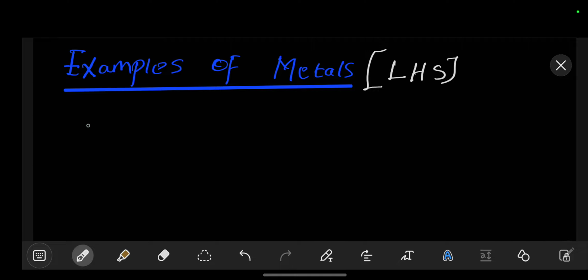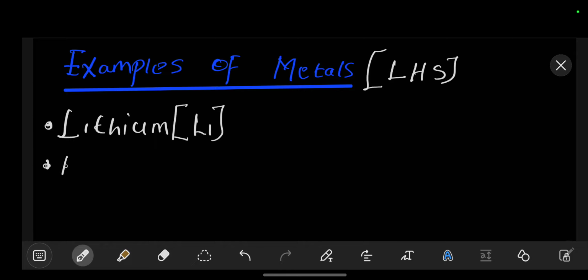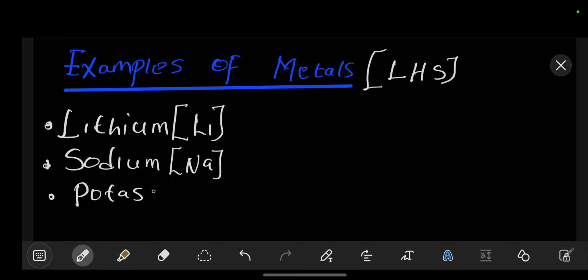Now, one example of a melter is lithium. Like I told you, I'm giving you the name of the element as well as the symbol. Lithium is Li. You have to understand that. Another example of a melter is sodium. Sodium is Na. So know that. Another example of a melter is potassium. Potassium, the symbol is K.